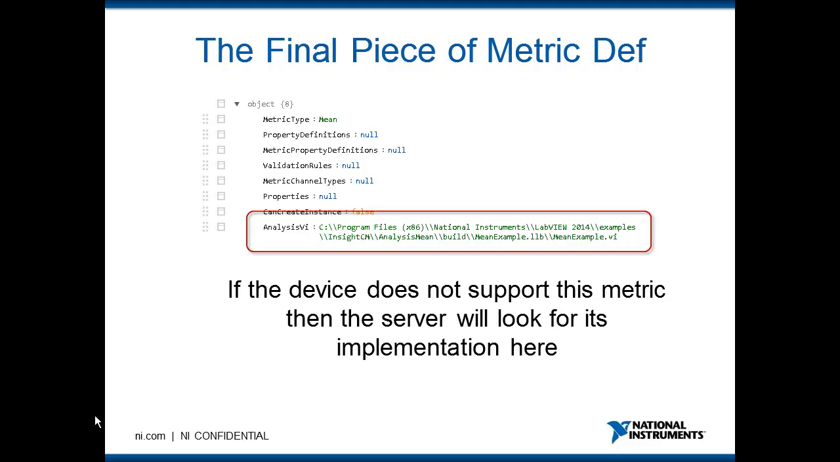So I brought up an example of a metric component, and the last piece that I want to talk about is this field called analysis VI. Basically, if it's the server's job to calculate the metric, then the server will look for a VI at this path to run the algorithm.